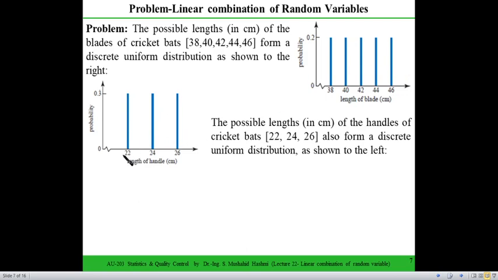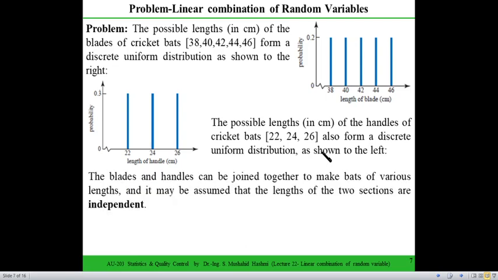One handle is 22 centimeters, which has probability 0.3, then 24 and 26 centimeters. The thing is, the blades and handles can be joined together to make bats of various lengths, and it may be assumed that the lengths of the two sections are independent.